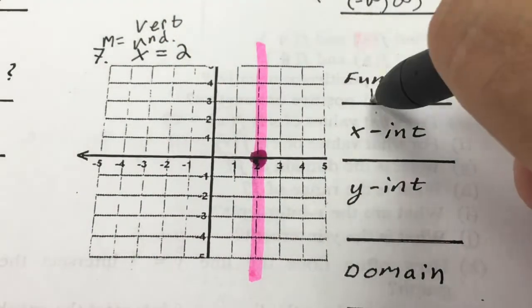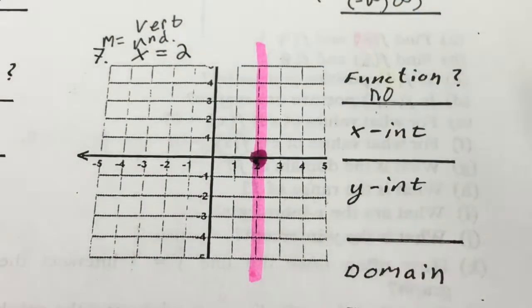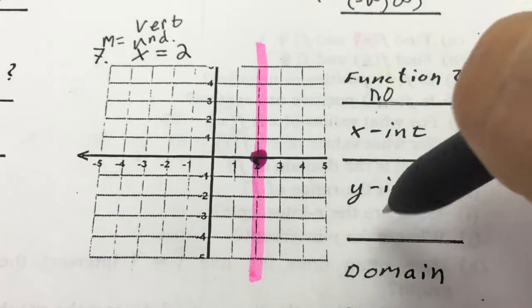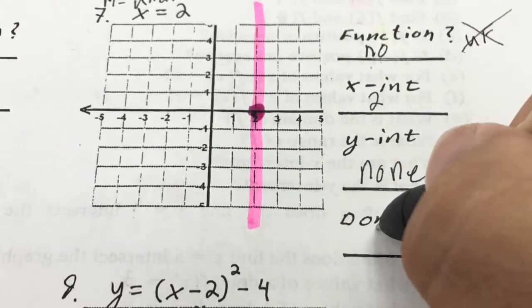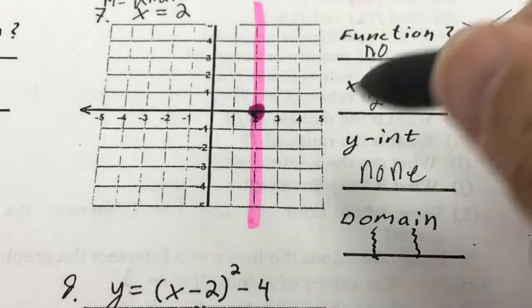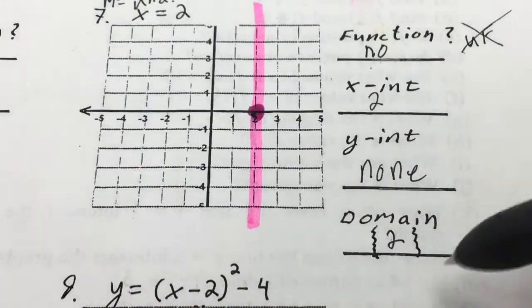Is a vertical line a function? The answer is no. A vertical line fails the vertical line test. Unless you are a mathematician in UF, they do something weird with this, but we're not there. The x-intercept is 2. The y-intercept is none. The domain, be careful, is not interval notation, it's set builder notation, and it's just going to be one value, 2. Those are braces.